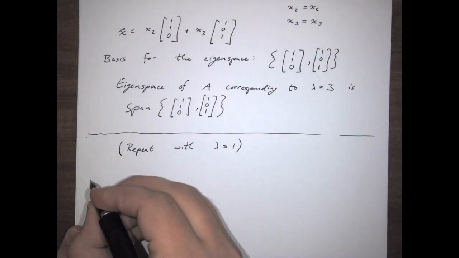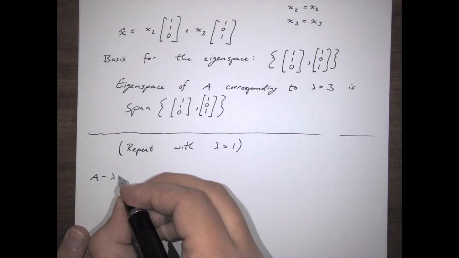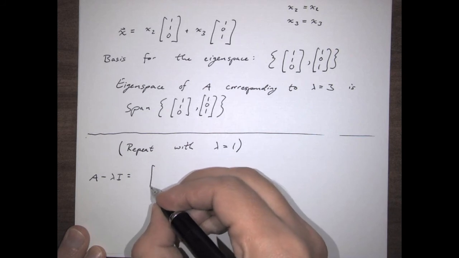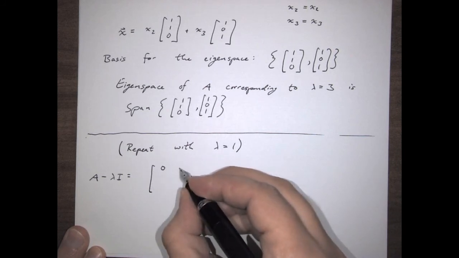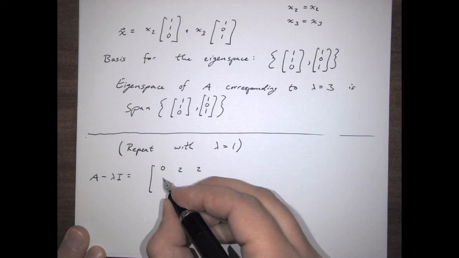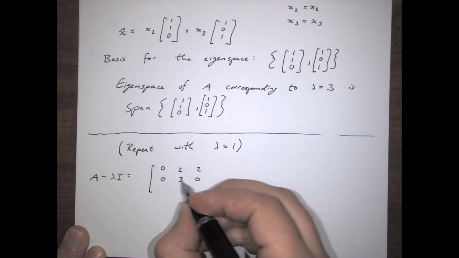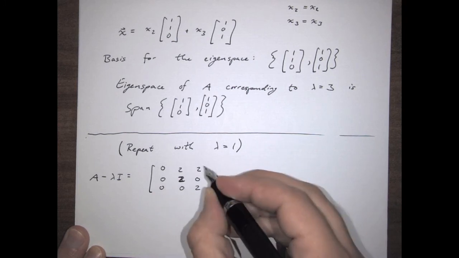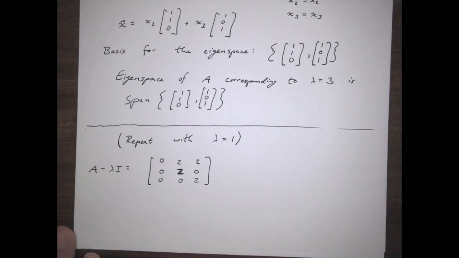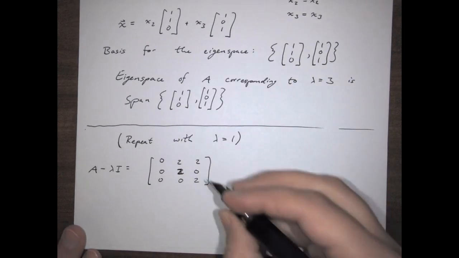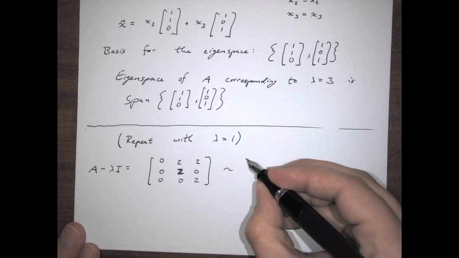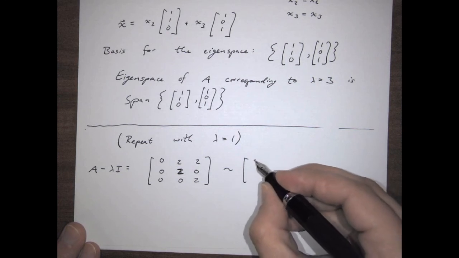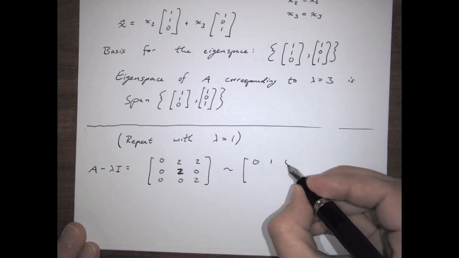Okay, so now what if we do A minus lambda I, where lambda is going to equal 1? Well, what that's going to give us is 0, 2, 2, 0, 2, 0, and 0, 0, 2. Not that it really is going to make any difference in the long run, because we can see what's going to happen here. We're going to be able to just move that up there, scale it down, clear everything, and we can see how this is going to shake out.